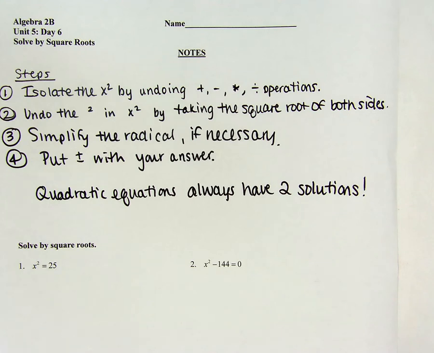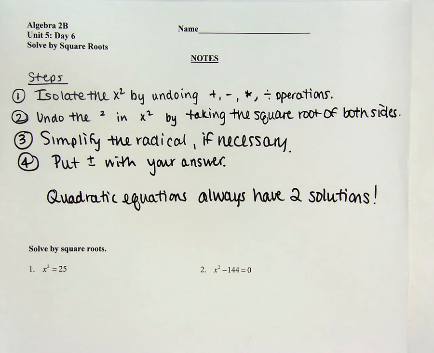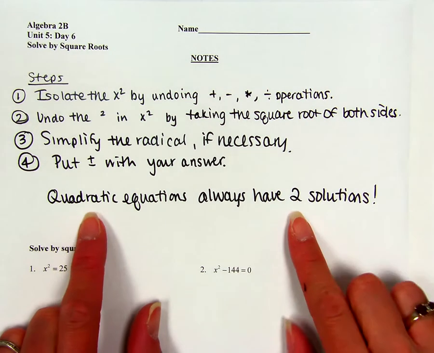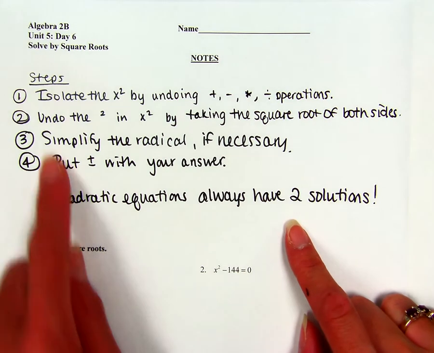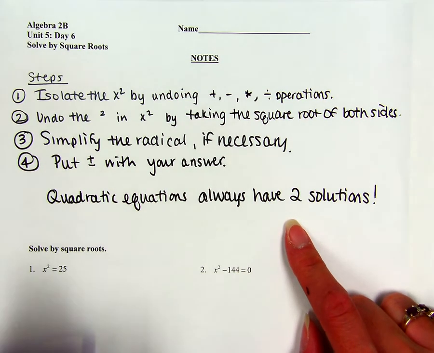Alright, so today we're going to be solving by square roots. Just like we did yesterday, when we solved by factoring or by using our graphing calculator, you're finding the two solutions in a quadratic equation. They should always have two solutions. So pause the video if you need to write down these steps, but we're going to go on with these.